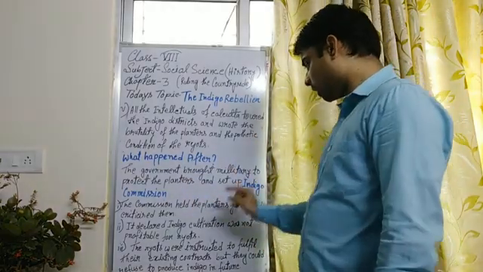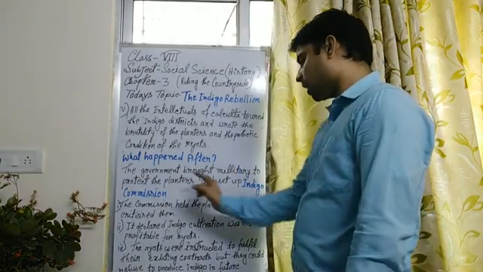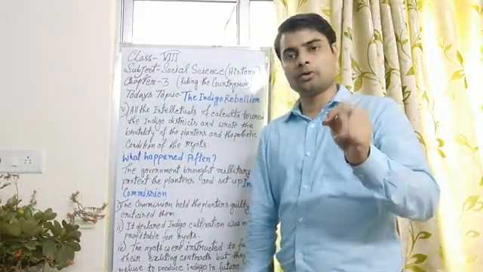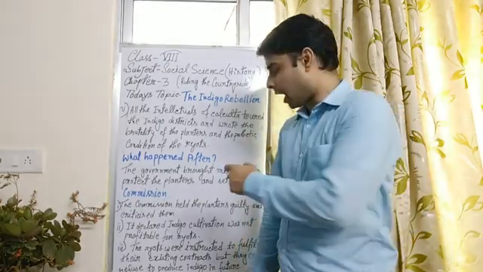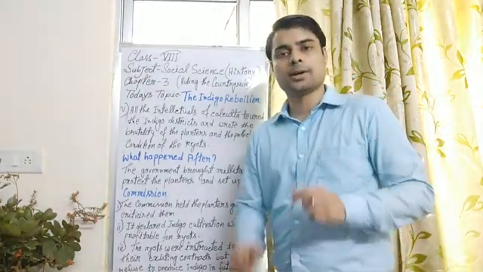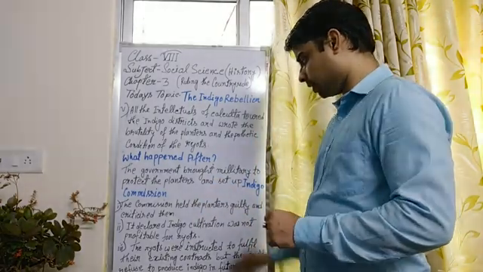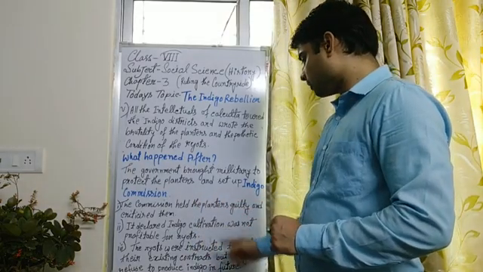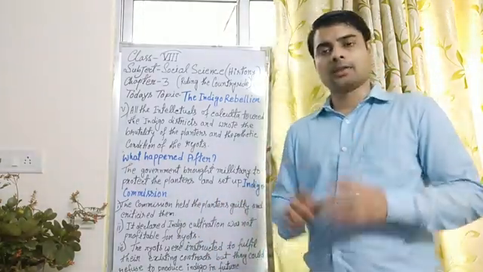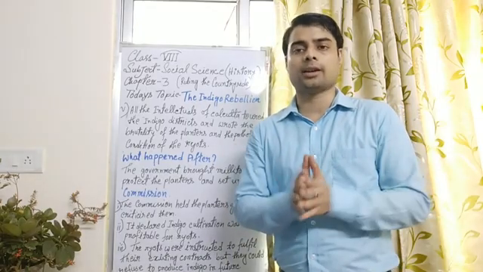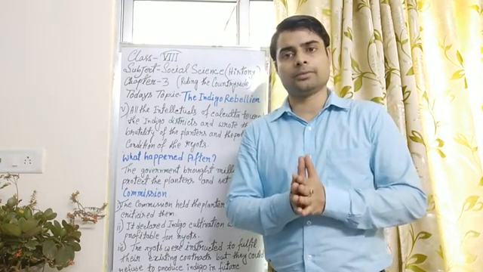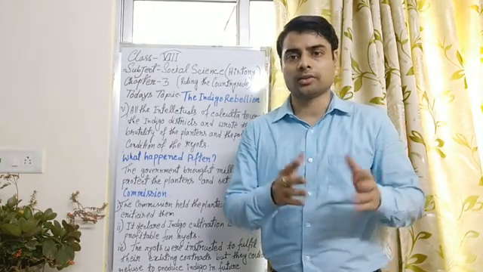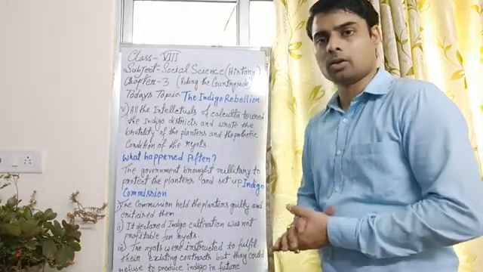Number 1, the commission held the planters guilty and criticized them harshly. The commission found that the planters were very oppressive towards the peasants in this indigo system. Number 2, it declared that indigo cultivation was not profitable for ryots. They inquired into that matter and finally found that indigo cultivation was not profitable for the peasants, compared to other food crops such as rice, wheat, and other cash crops.